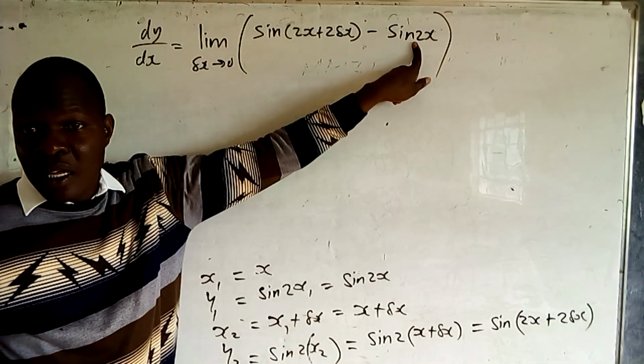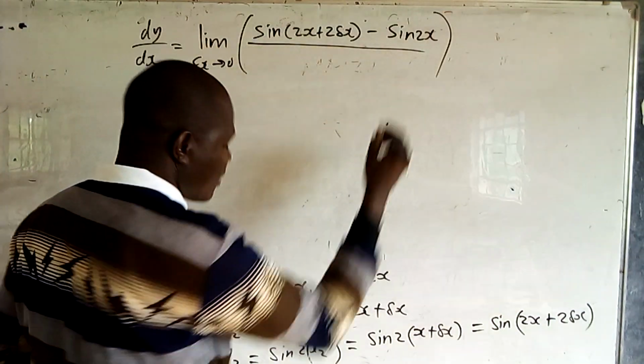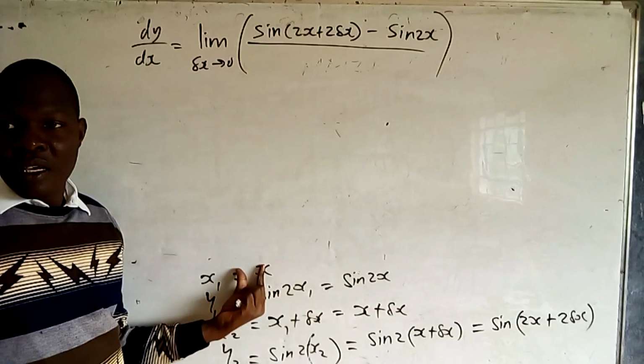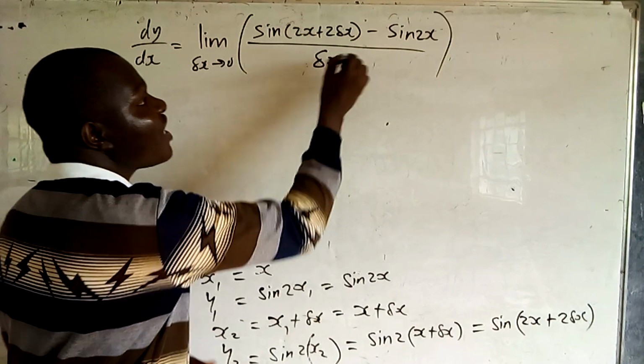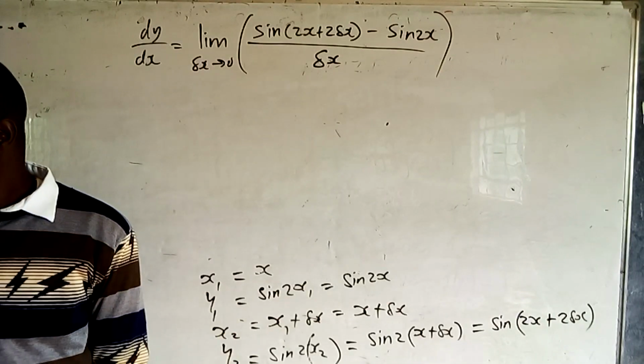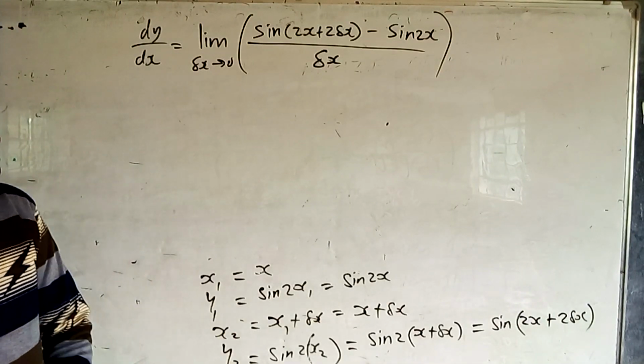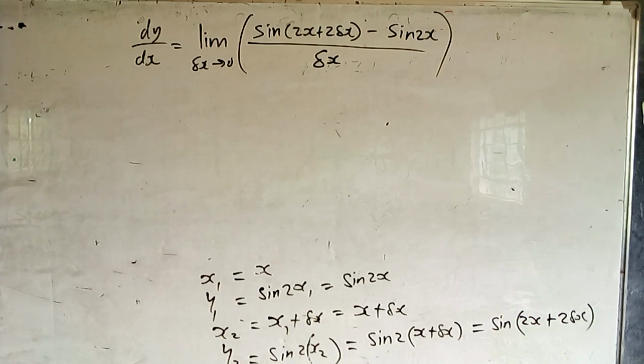Are we together? Then you move to the denominator. Change in x is x2 minus x1, which will remain as change in x, isn't it? Now if you look at this problem, what happens?